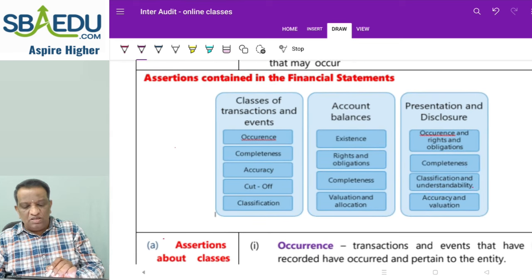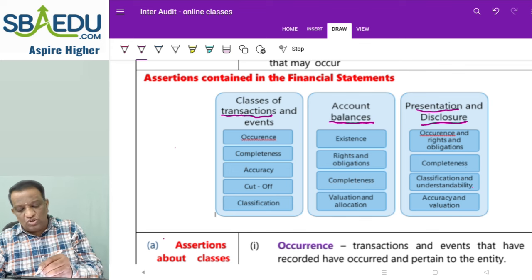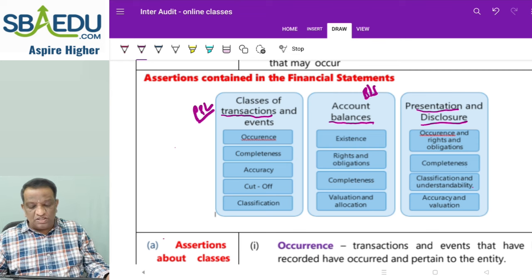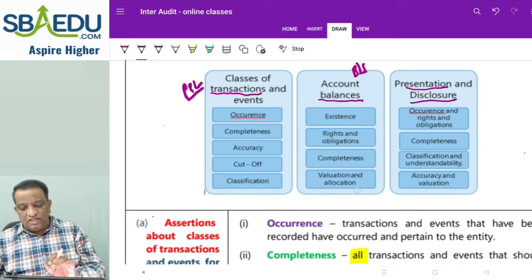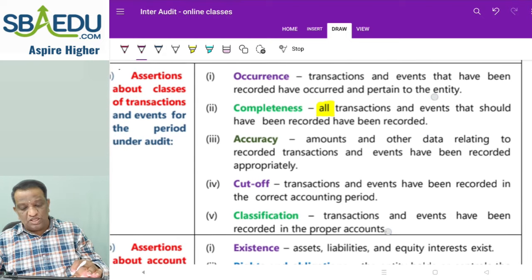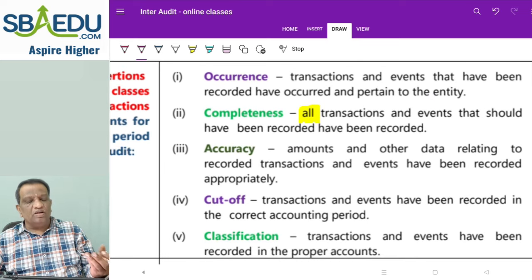Now what are the types of assertions? Some assertions relate to the classes of transactions, some relate to the account balances, and some relate to the presentation and disclosures. Most likely, you can say that this is P&L related, or this is balance sheet related, and this is overall presentation related. Now when we say these are the assertions with regard to transactions, what is the management trying to communicate, which the auditor has to confirm?